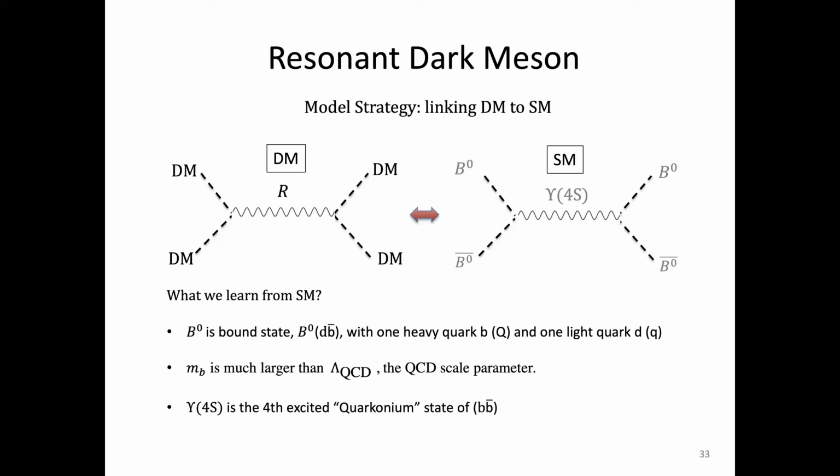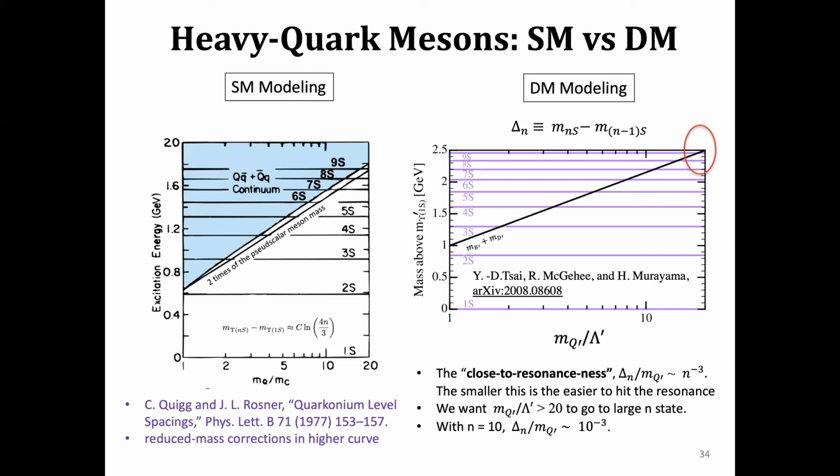And then we want to make an analogy of that. So now you can look at this. This is a paper from Chris Quigg and Jon Rosner from 44 years ago. We directly use this to model our dark matter. They are both in the Chicago area, so I learned a lot from them. It is very nice to connect their study to our study.